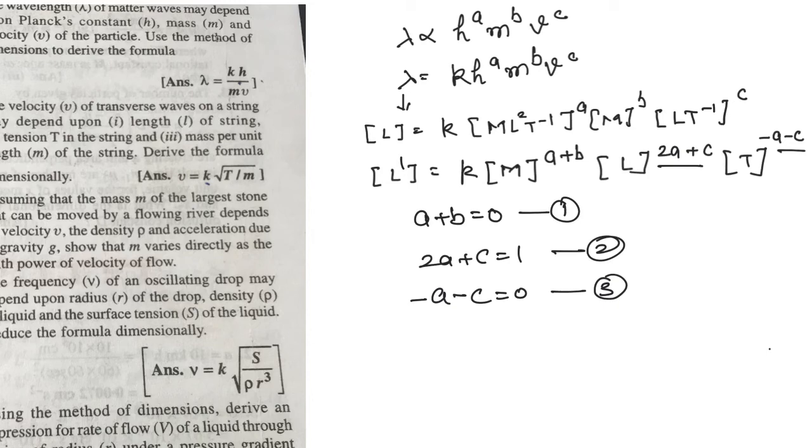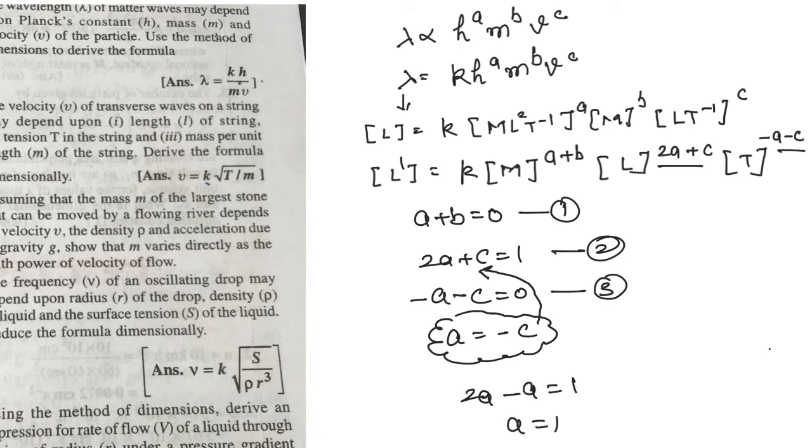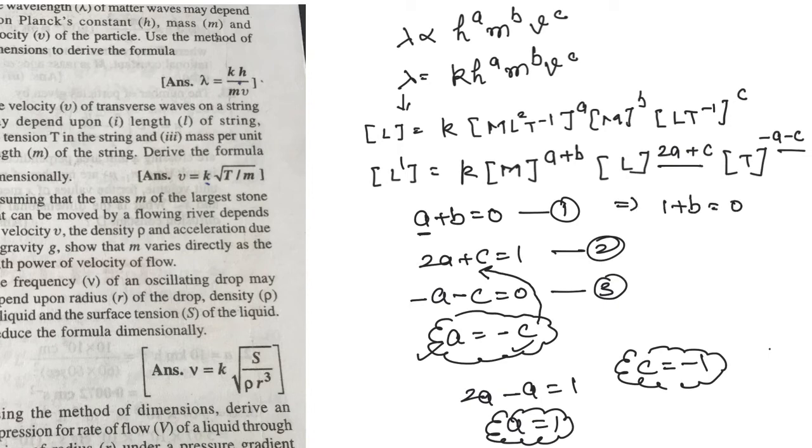You can notice one thing here, class, that a equals minus c from the third equation. Now if you put this c equals minus a in the second one, what you will get is 2a minus a equals 1. So a will be 1. Now if a is 1, you can see c will be minus 1. Now see, if a is 1, from the first equation 1 plus b equals 0. So b will be equal to minus 1. So class, we get a, b and c.